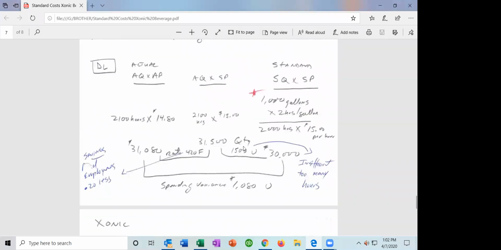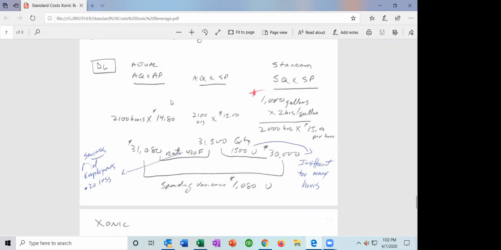Here's the calculation of standard. 1,000 gallons was the actual output. 2 hours per gallon. They should have used 2,000 hours. At a standard price of $15 per hour, they should have spent $30,000 on direct labor. What did they actually spend?